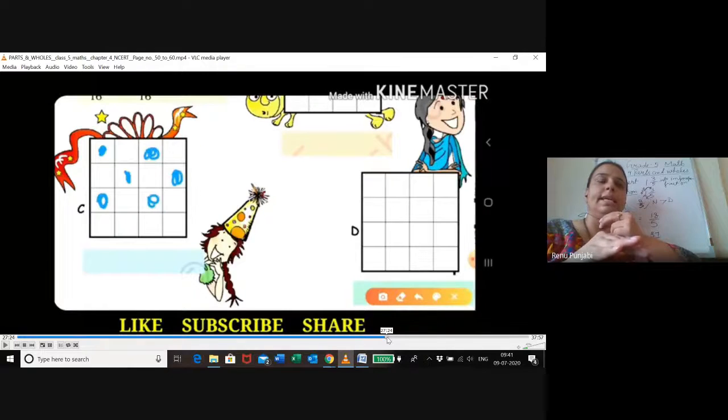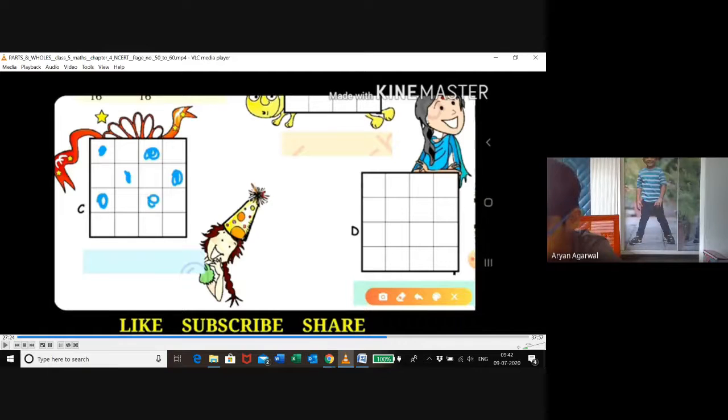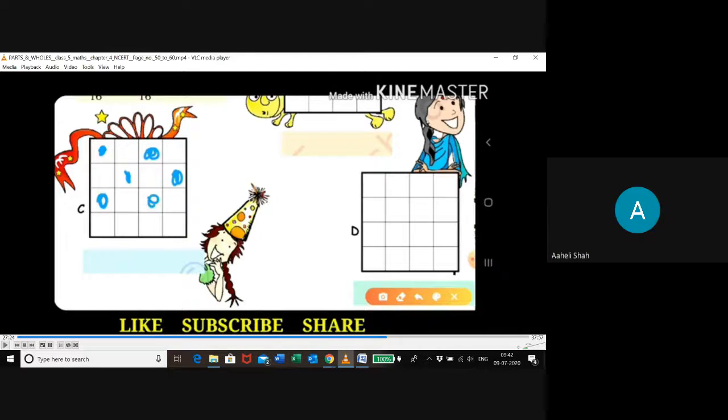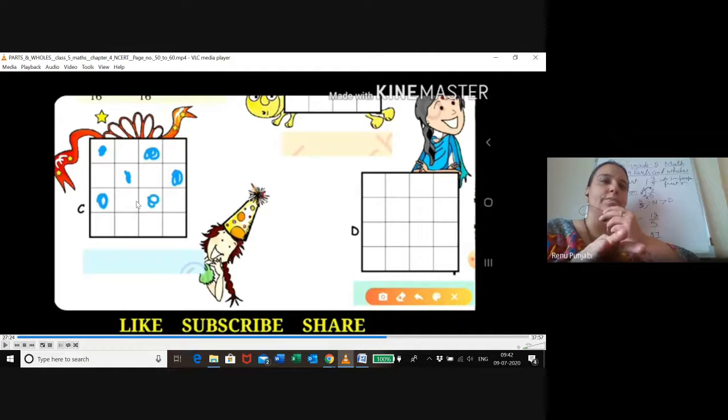Moving ahead to the C and D. See here, this way the pattern is created. One here, this side, one here, leaving the box. This way they created a pattern. What will be the fraction of blue part here? Children, switch on your microphone and give me the answer. 6 upon 16. Yes, 1, 2, 3, 4, 5, 6 upon 16.